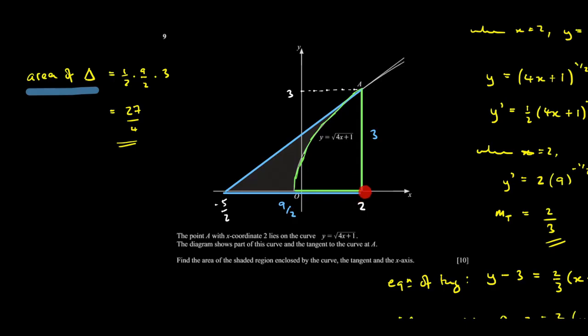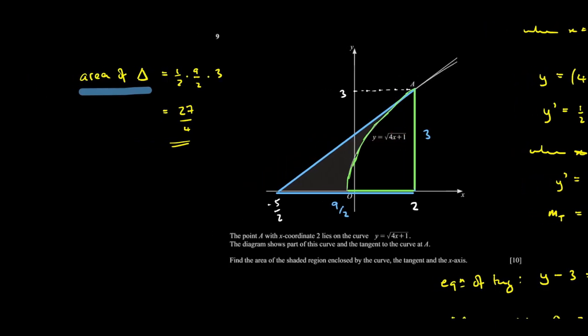Well, we know that that point has x equal to 2, but we don't know what this point here is, right? We don't know that. We just know it's the x-intercept. So we want to find the x-intercept of this curve. The x-intercept is when y is equal to 0.